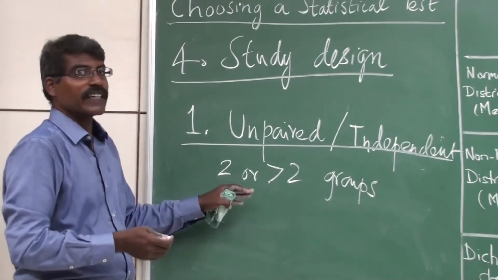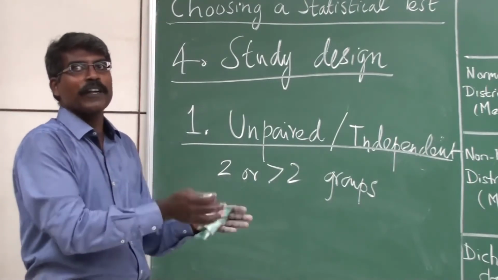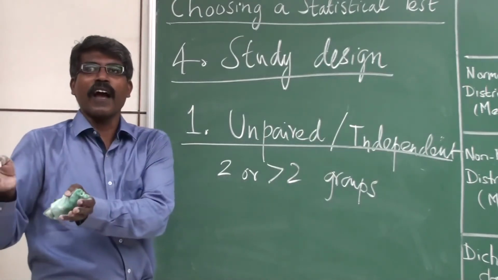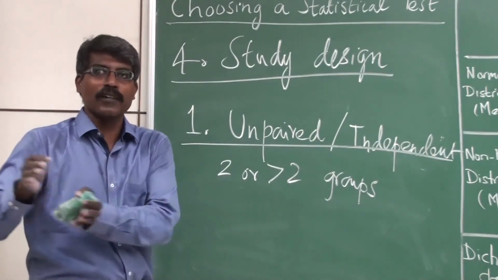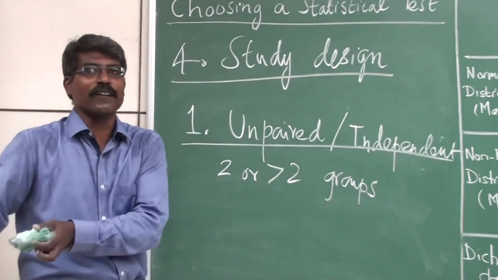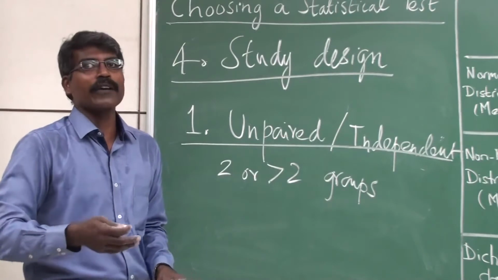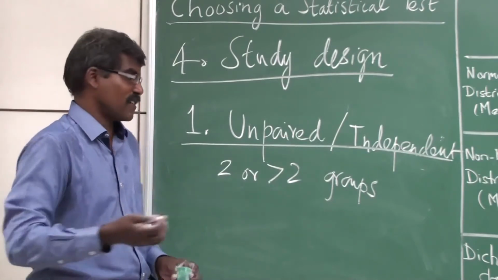Right? To quote an example, I have a group of 50 hypertensive patients. I give one drug. To the other 50 hypertensive patients, belonging to a totally different 50 people, I give another. So this is a classical example of unpaired design, or independent design, or unmatched.